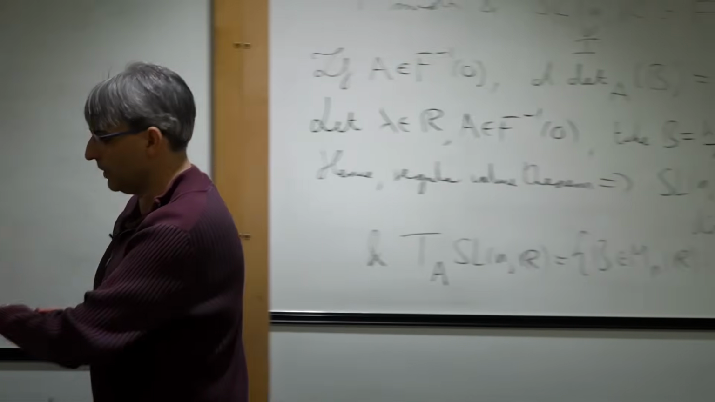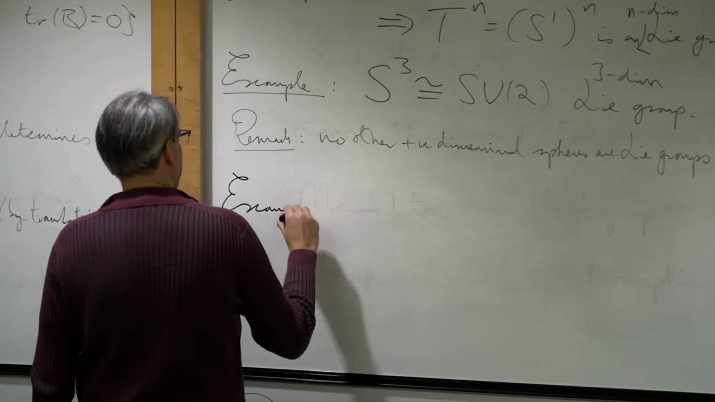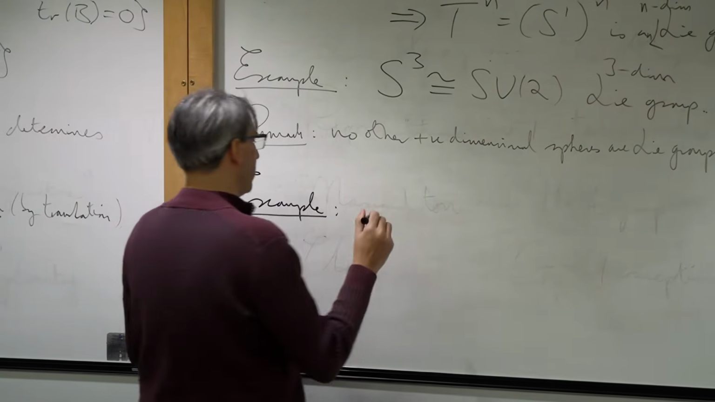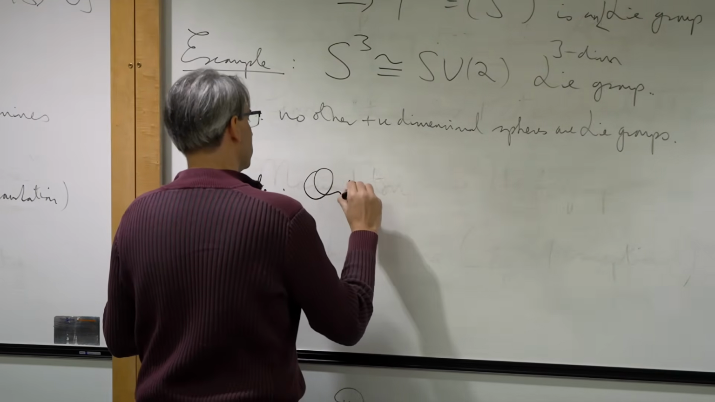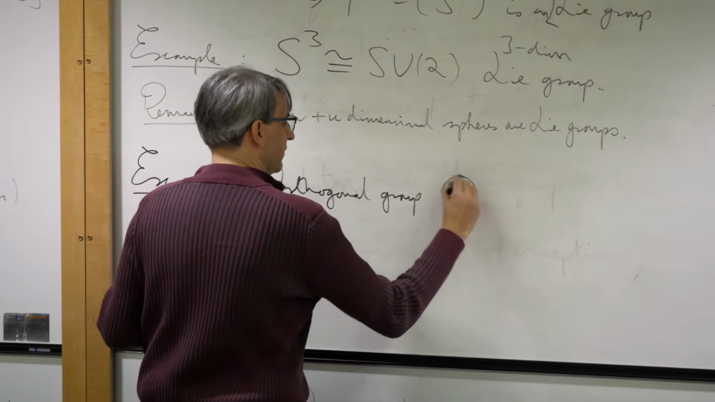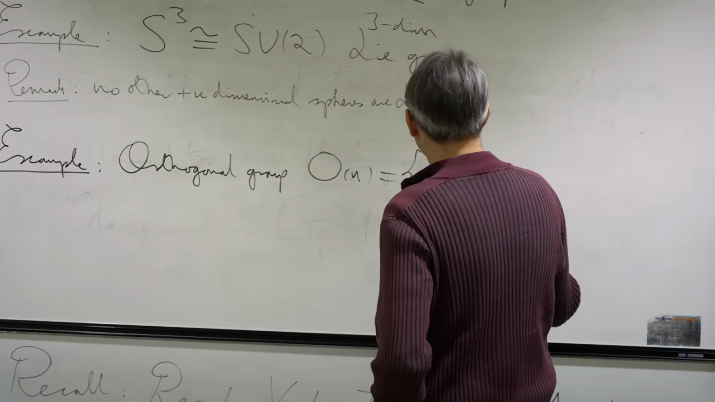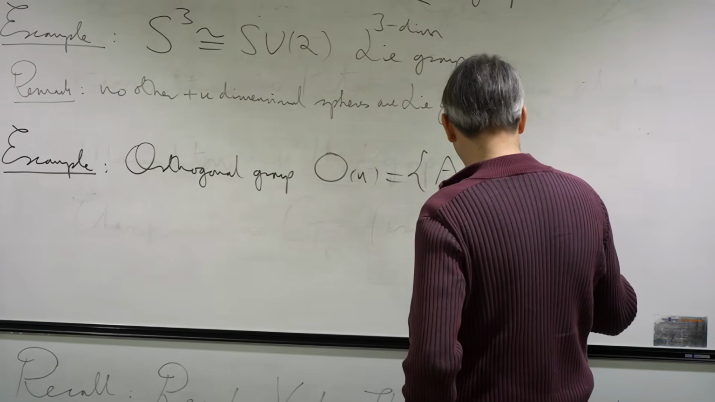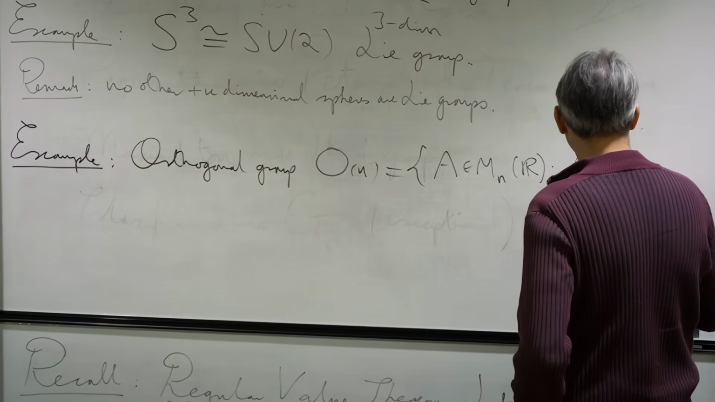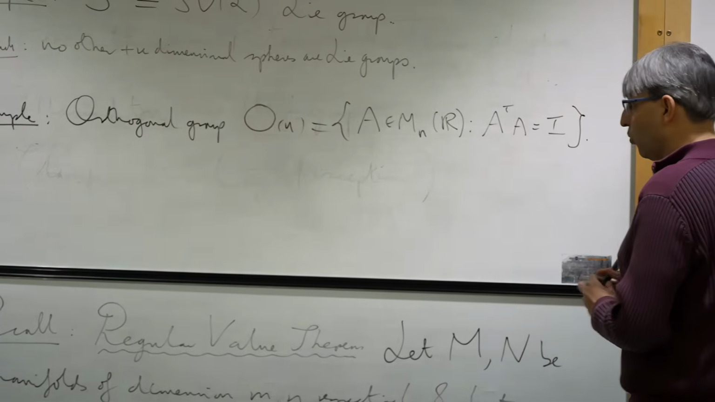Okay, let me do another example now, which is quite similar in some ways. It's the orthogonal group. I like this example a lot, and if you've seen it before, I'm sorry about that, but if you haven't, this is very nice. These are the n by n real matrices such that A transpose A is the identity. This example is a warning example.